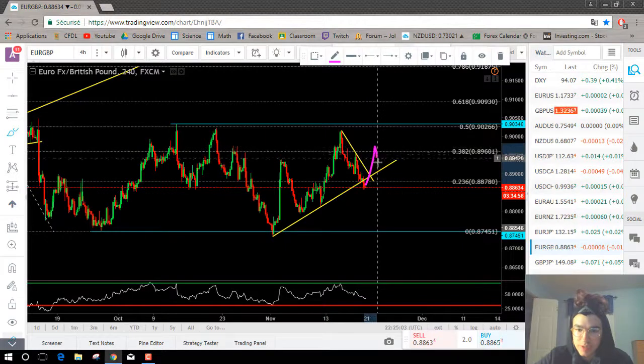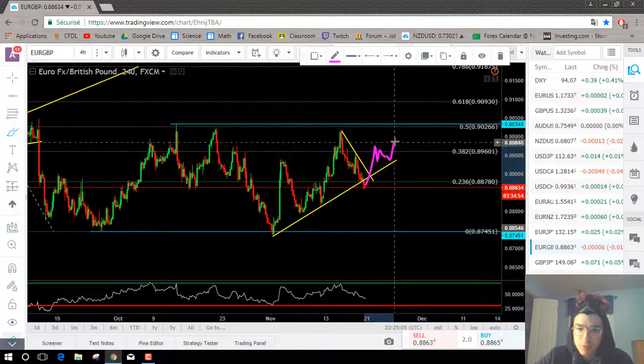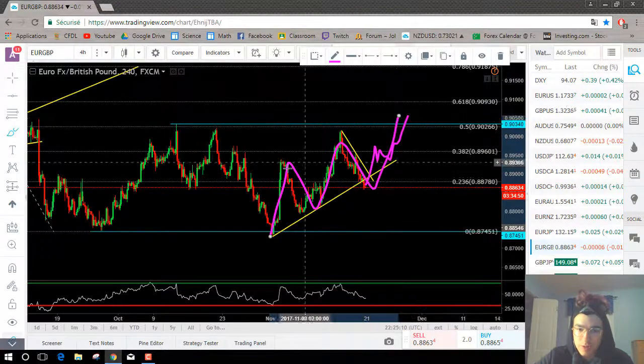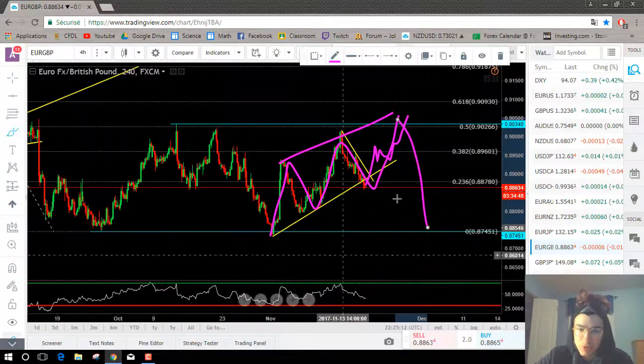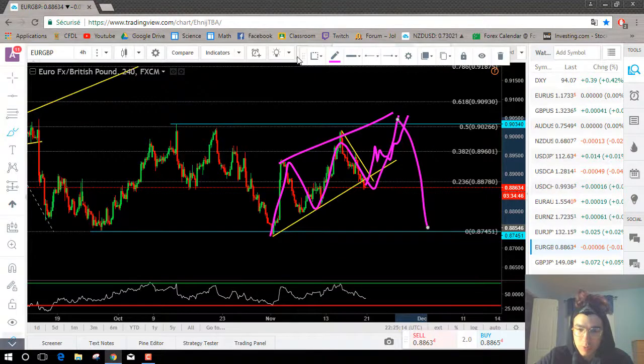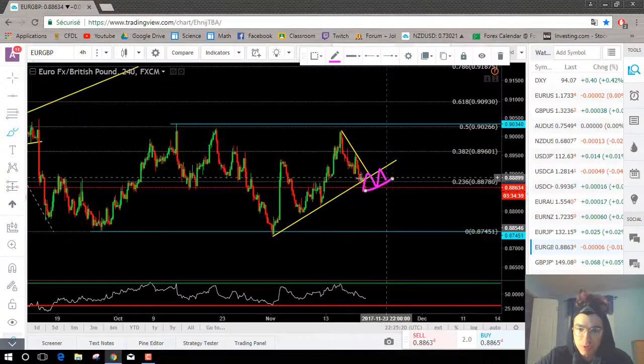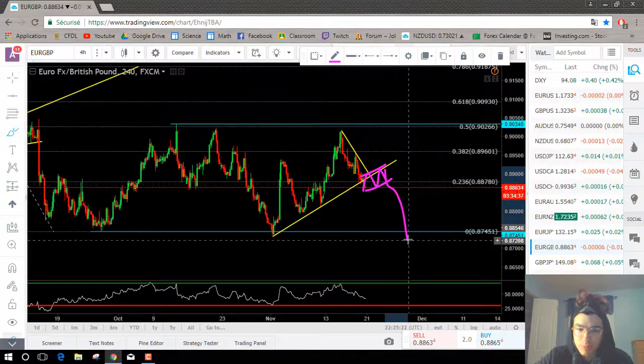If we break like this, get a flag here, we are going to break the top, and that will be 1 2 3 4 5, and after we are going down, which will be the best scenario. I would prefer this, to break the top before it goes down. Or here, if we get a bigger flag, we are probably going down from where it is.